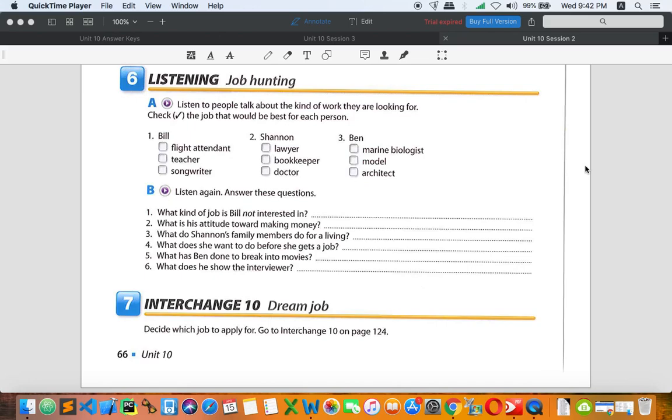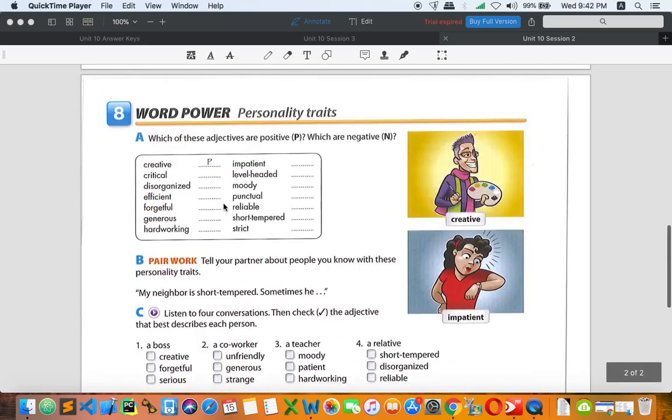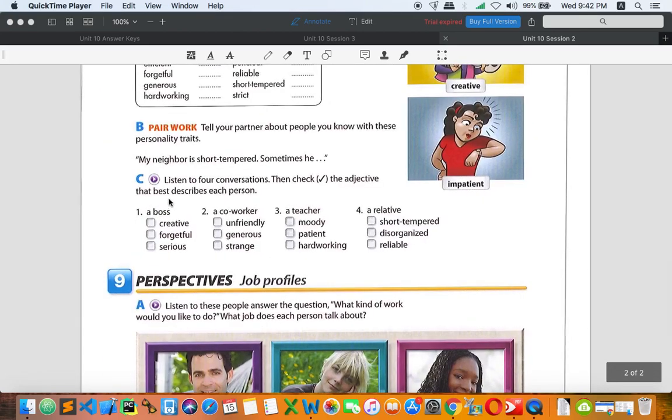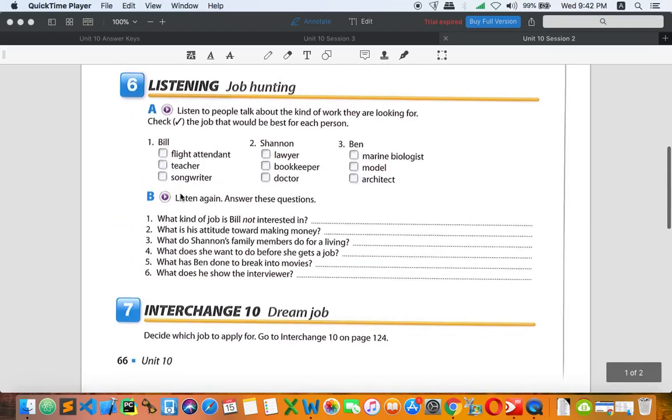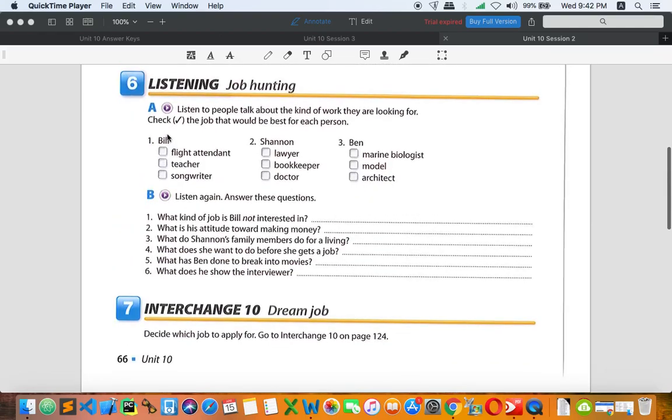Today I am going to check or give you the answers about yesterday's exercise, which is about lesson 6 or activity number 6, job hunting, parts A and B, and also exercise 8 or lesson 8, word power, part C. So if you take a look at part A in activity number 6, you have to check the right job for each of these people. And in part B you have to answer the questions right here.